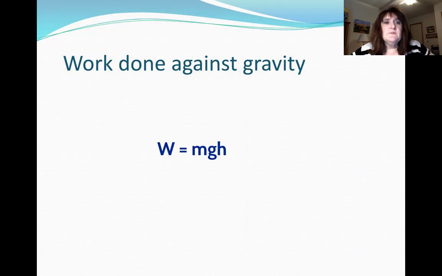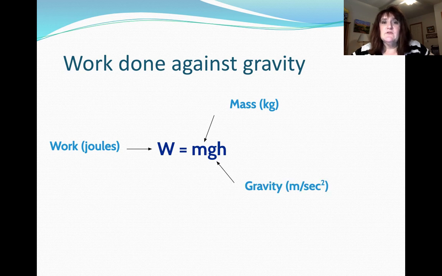In order for work to be done against gravity, we would use a similar formula. Work in joules, mass in kilograms, gravity in meters per second squared, and height, the object was raised, in meters. It's still the same formula, but instead of horizontal force equals mass times acceleration, we have a vertical mass times gravity.